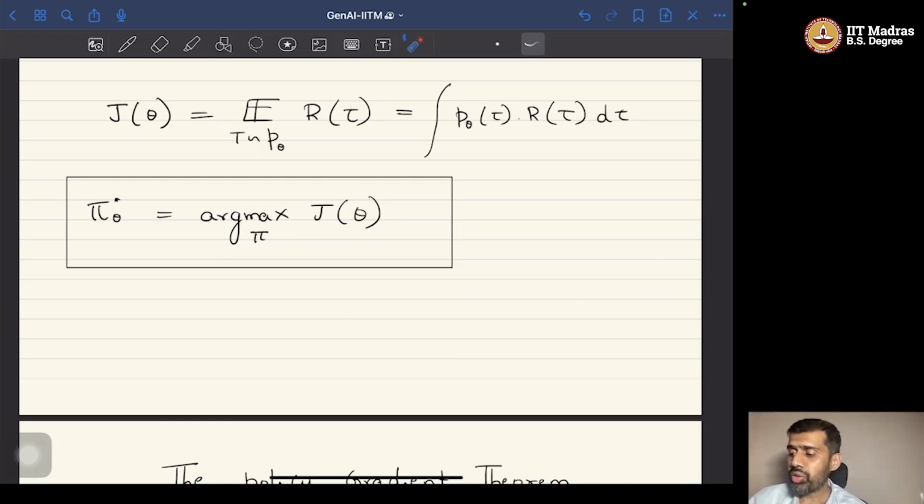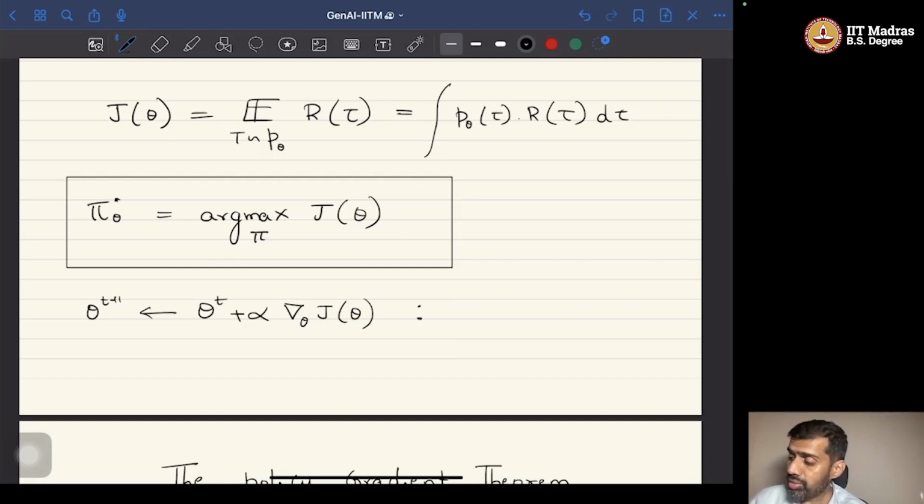Now, to do that, one should obtain the gradient of this particular objective function, because gradient descent would say that you take gradient steps in updating the particular policy. So this is the learning rate, and one would need the gradient of this particular objective function. This is the policy updating using gradient descent.